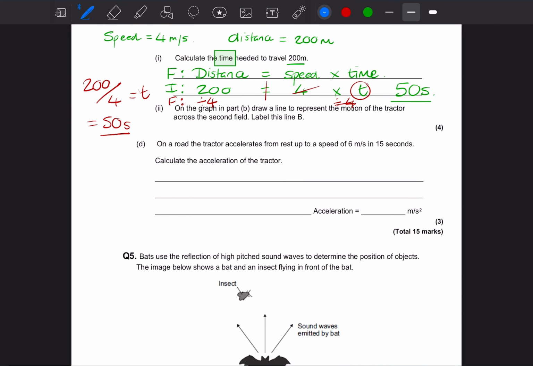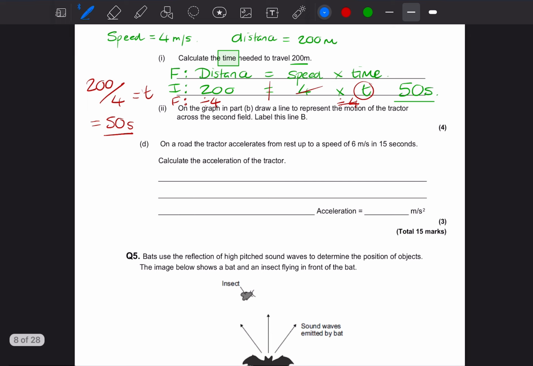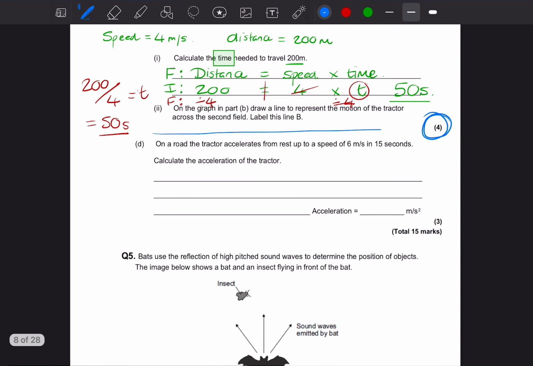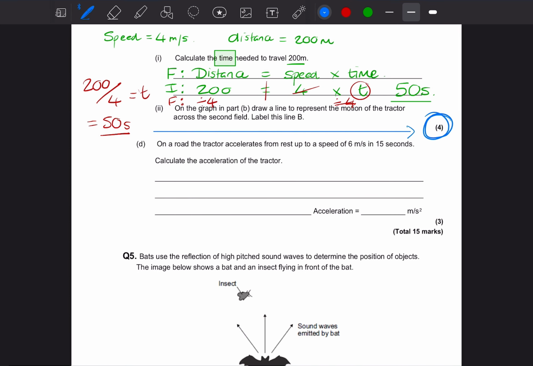Okay, on a road, a tractor accelerates. Just mention this point as well. This is a classic example where there's some marks, but it doesn't look like there's anything to do. But there is a mark there. So those are questions people miss out all the time. Make sure you read it carefully. Make sure you look for the marks and see that it wants you to do this on the graph.